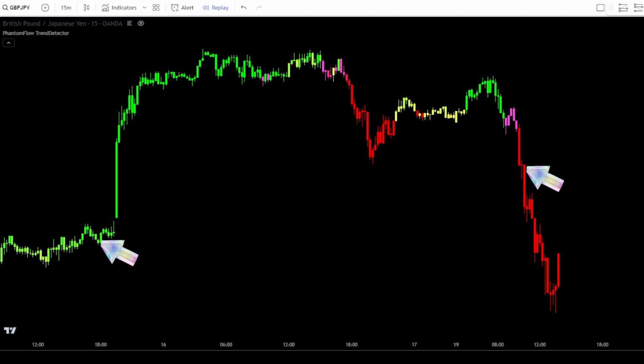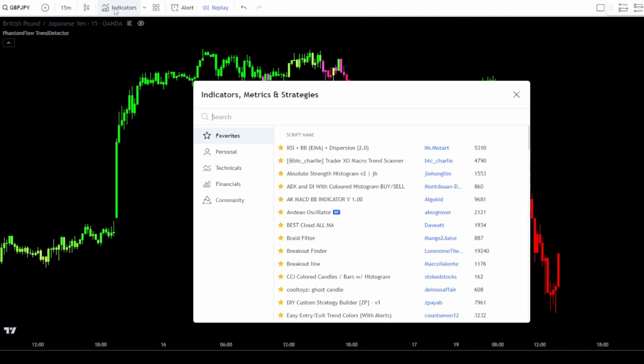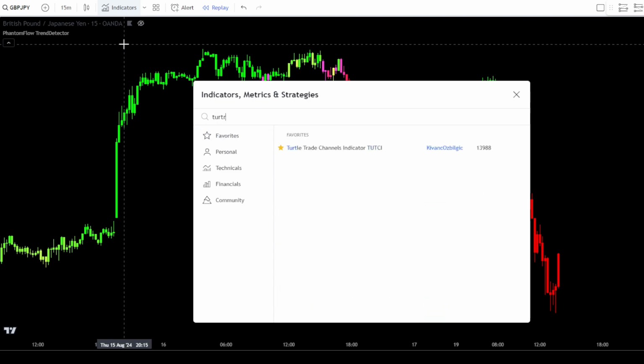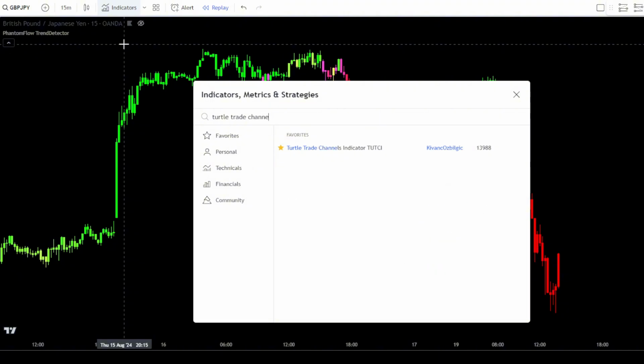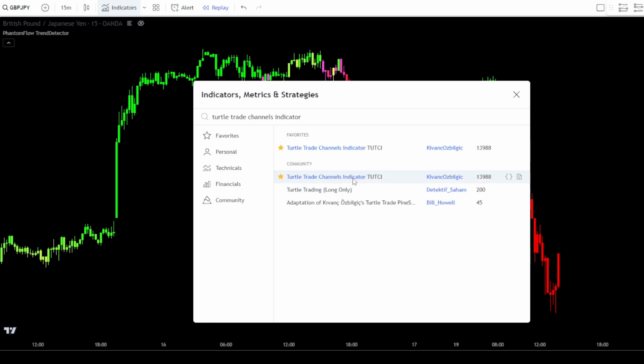Now, let's add the second indicator, which will be used as the trigger for placing entries in the market. Go to the Indicators Search tab and type Turtle Trade Channels Indicator. Then, select the Turtle Trade Channels indicator by Kavanas Bilgic.